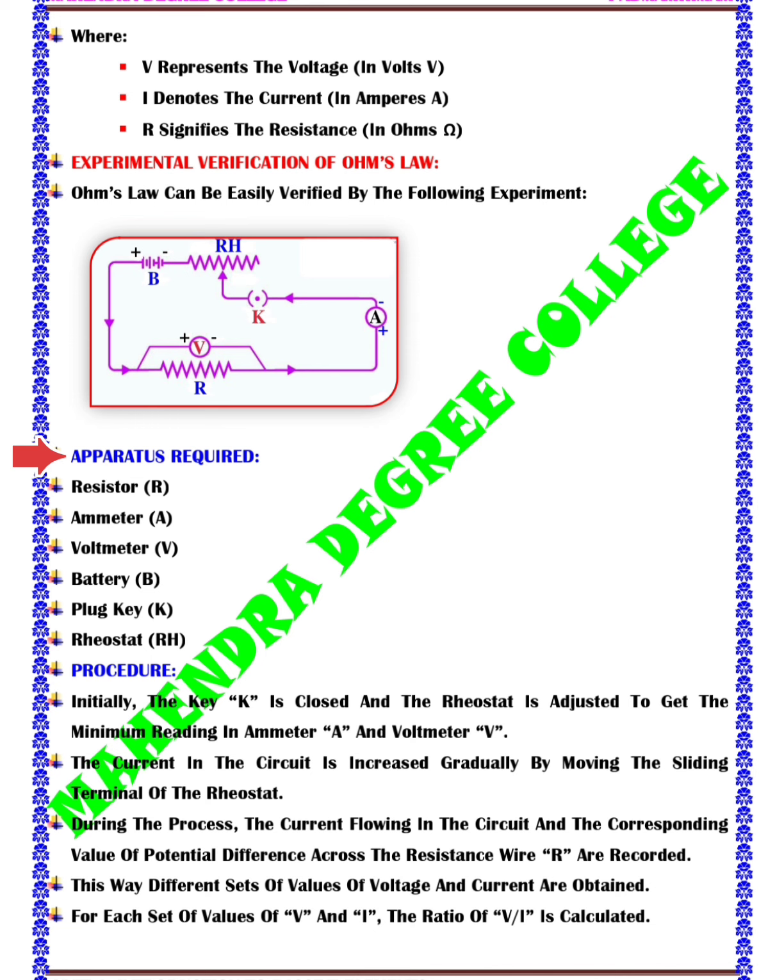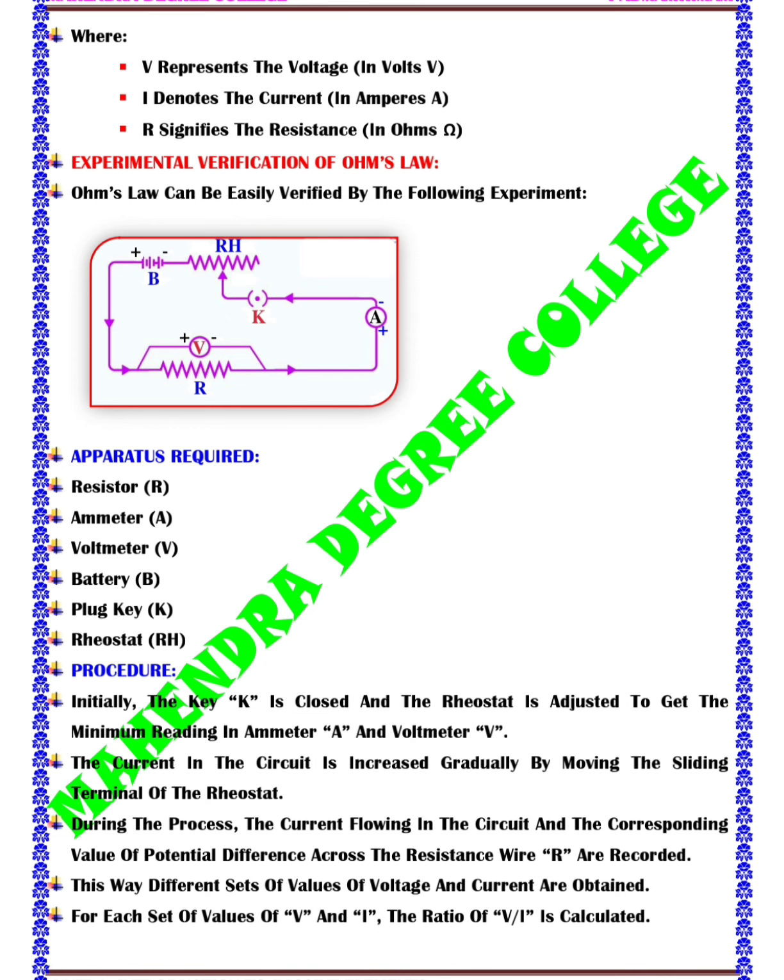The circuit diagram includes the following components. R means resistor, providing resistance to the current flow. A means ammeter, used to measure the current flowing through the circuit. V means voltmeter, used to measure the voltage across the resistor. B means battery, providing the voltage source. K means key, switch, used to open or close the circuit. RH means rheostat, a variable resistor used to control the current.